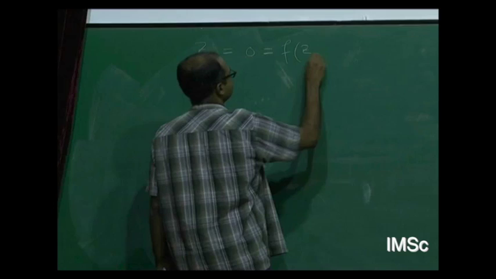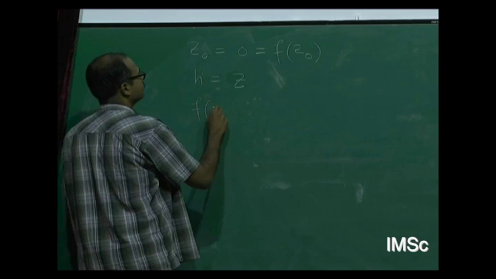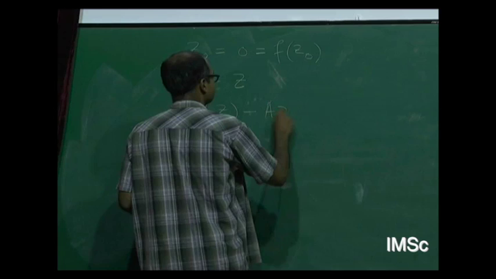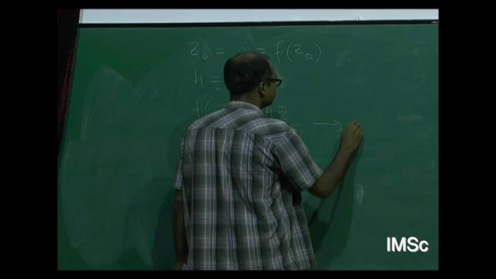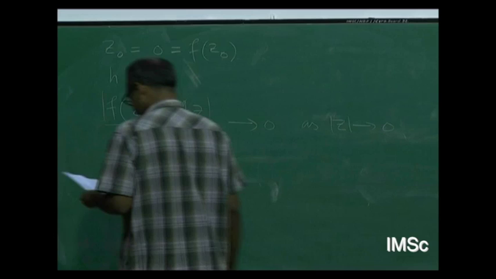So I'm writing like this now. So z naught is 0, and also this is just an assumption to make things simple. Let's just write h as z to remember that this is a complex number we are dealing with. So f of z minus a z by z, this has to go to 0 as z goes to 0.